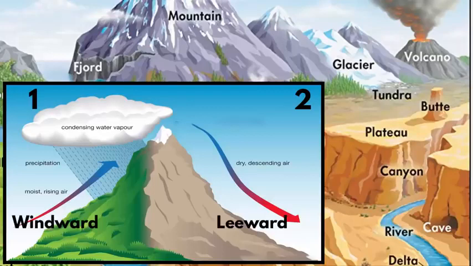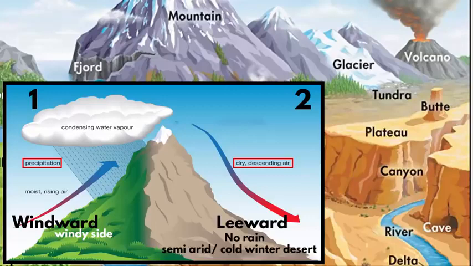By looking at the name, you can easily figure out that windward means the side of the mountain which faces a lot of wind. As a result, rainfall occurs. And the leeward side is the opposite side where it is dry and there is no wind. That means there is very little or no rainfall at all on the leeward side of a mountain. So these semi-arid and cold winter deserts are found on the leeward side of a mountain, which are also known as rain shadow deserts.